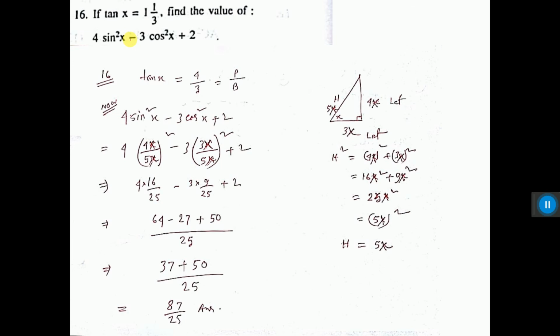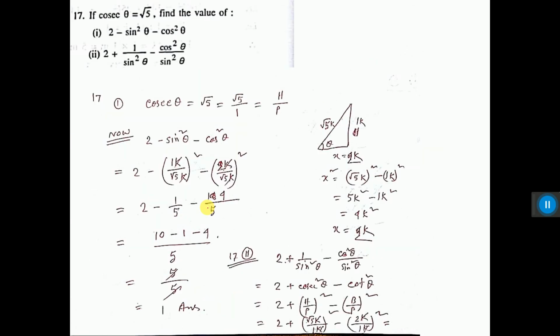This sum you see, it is the same: tan x equals 3 plus 1, 4 by 3. So tan equals perpendicular by base. Perpendicular you consider capital X, because the angle is small x, you consider capital X, and base is 3 capital X here. Then hypotenuse equals the square root of base square plus perpendicular square, then you will get the value of hypotenuse 5X. Now sine is perpendicular by hypotenuse, cos is base by hypotenuse, put the values and calculate, you will get this answer.